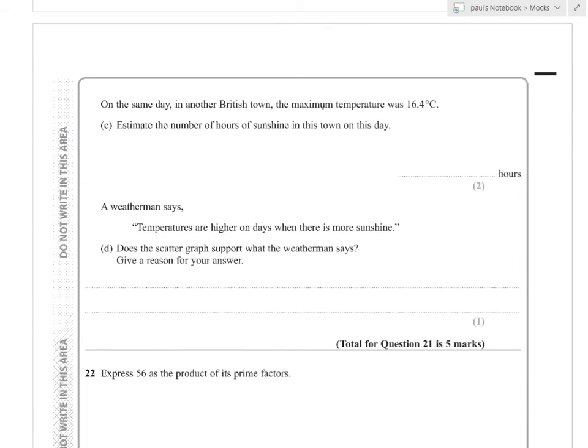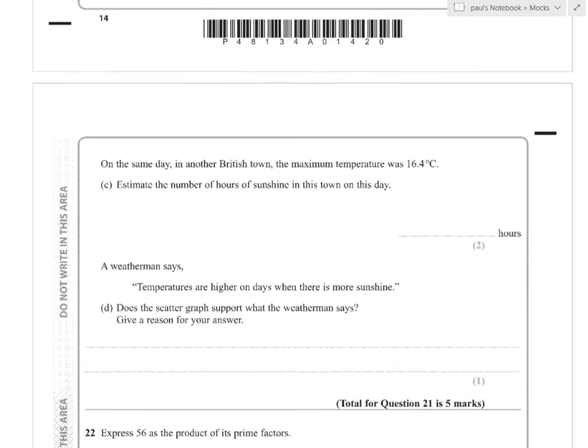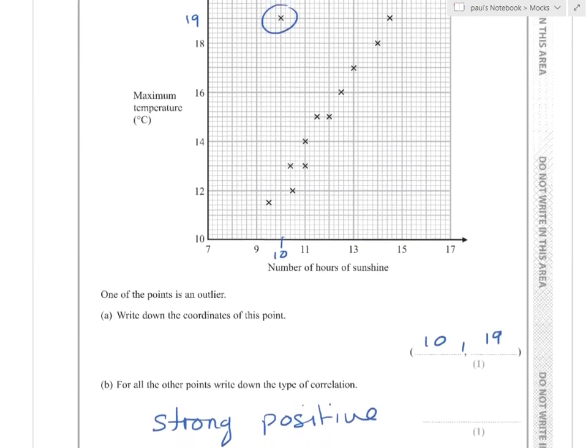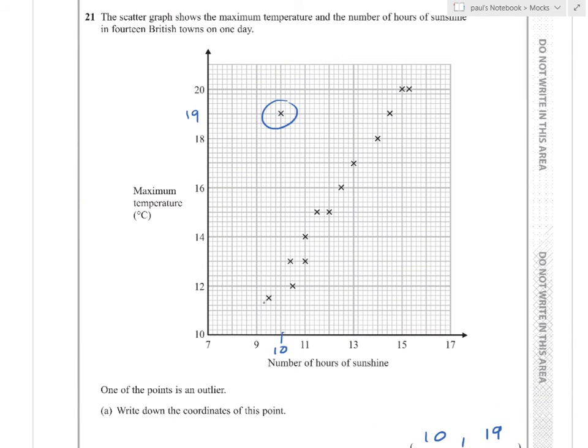On the same day in another British town, the maximum temperature is 16.4. Estimate the number of hours of sunshine. So 16.4 degrees. So we've got to do a line of best fit. I'm going to do it freehand, line of best fit. Something like that. 16.4 temperature. So 16, that's 17. So this is 2, 4, 6, 8, 10, 2, 4.